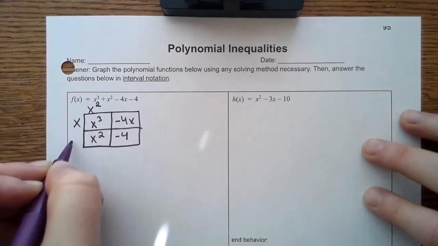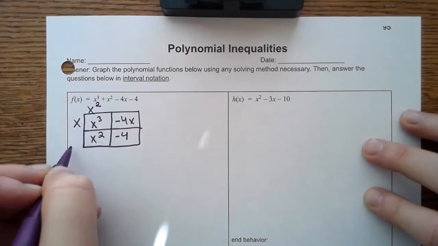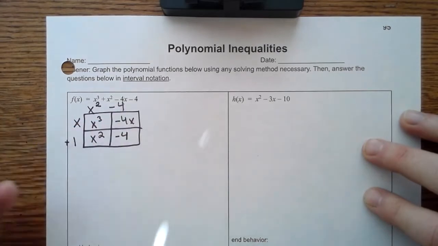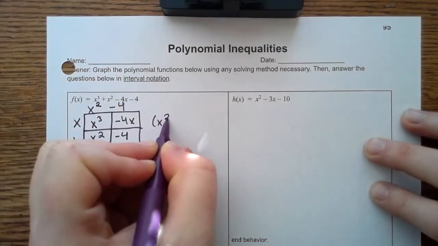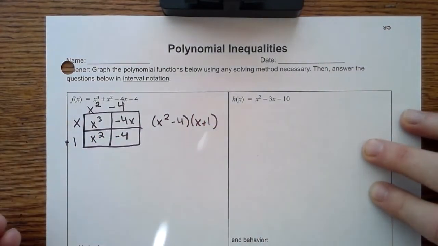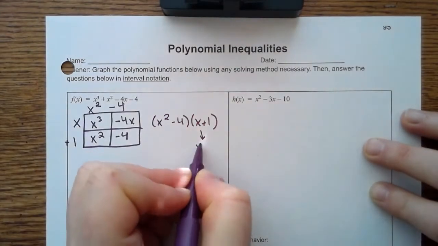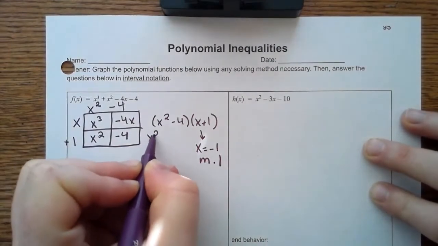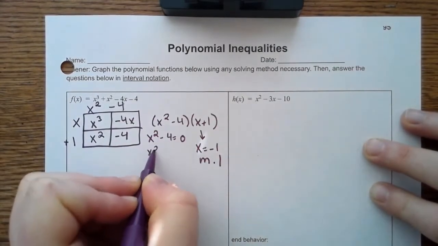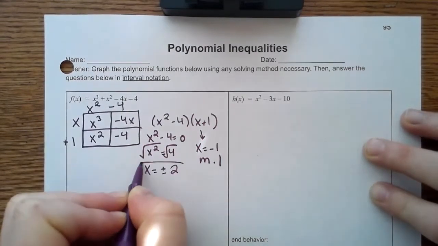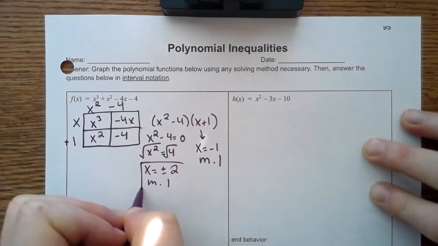So far, so good. 1, and then -4. That works. So I get x squared minus 4 times x plus 1. So then I know that one of my x-intercepts is x equals -1, multiplicity 1. And then I also know if I solve this, so that's plus or minus 2, multiplicity 1 for each of them.